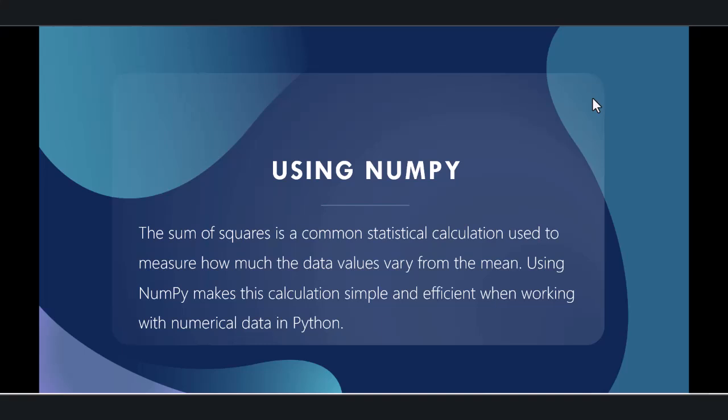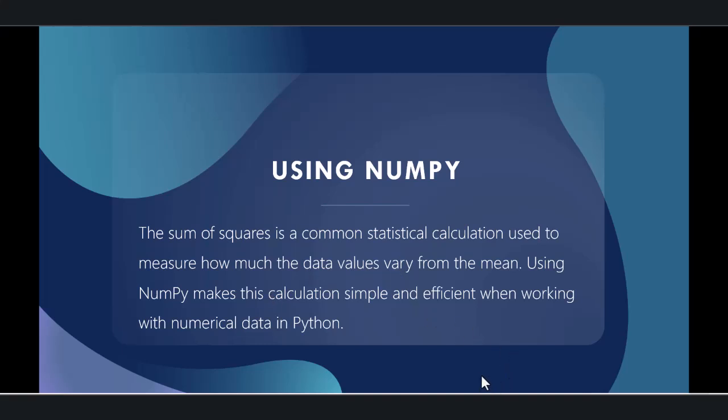Sum of squares is a common statistical calculation used to measure how much data values vary from the mean. Mean is nothing but average. Using NumPy makes this calculation simple and efficient when working with numerical data. Whenever we are working with numerical data using the NumPy library, it makes this calculation simple and efficient.